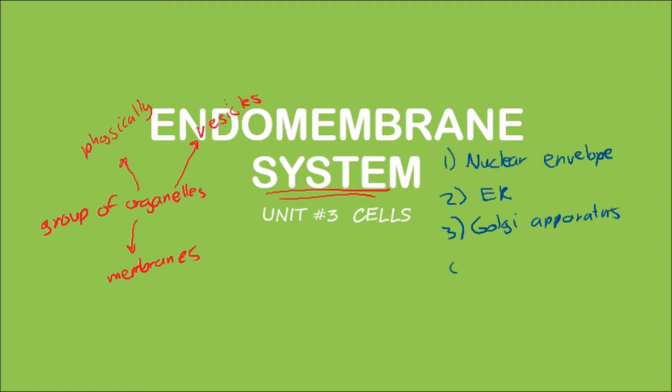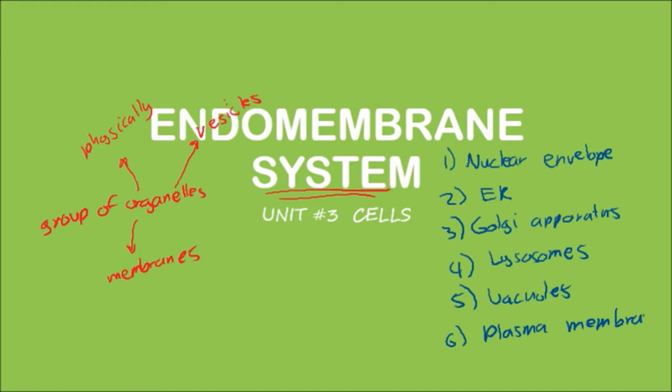then there is the lysosome, a cell usually has more than one lysosome, and then there are the vacuoles, and then finally we have, there's two terms for this, either the plasma membrane or the cell membrane. It's basically just the same thing. And we're going to be talking extensively on each one of these.